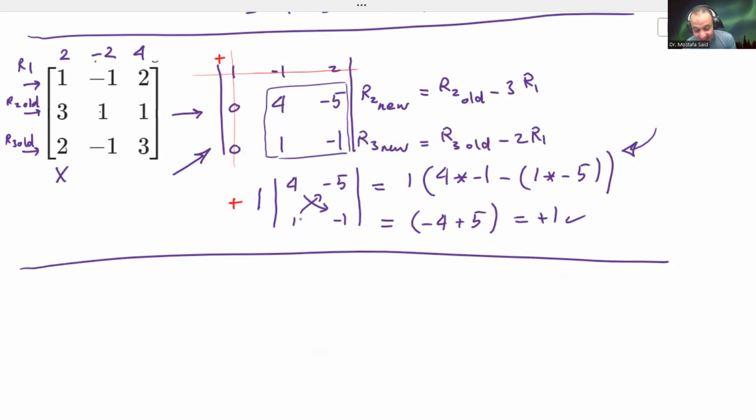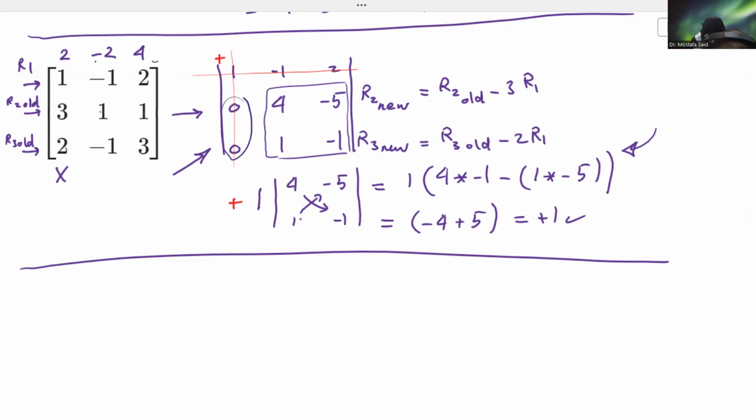Okay. And the last method is really interesting because you already did part of it when you did the second solution. Because what you need in the last method is that all the elements underneath the main diagonal equal 0.